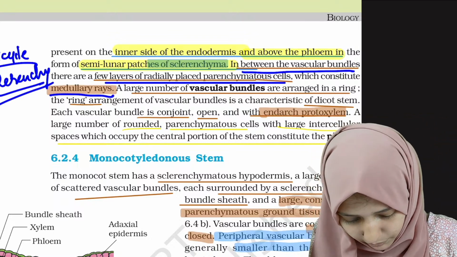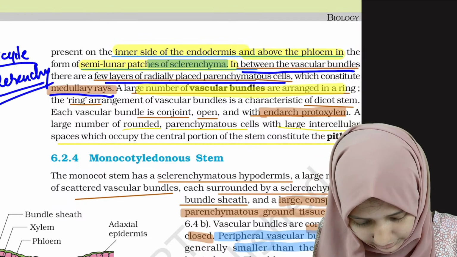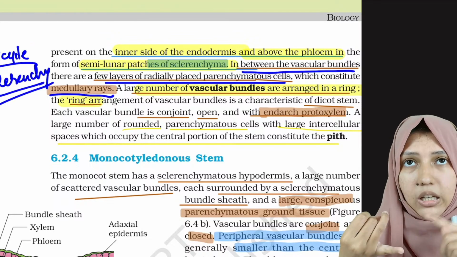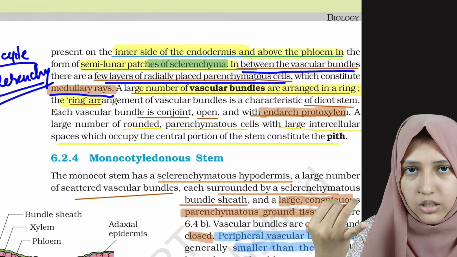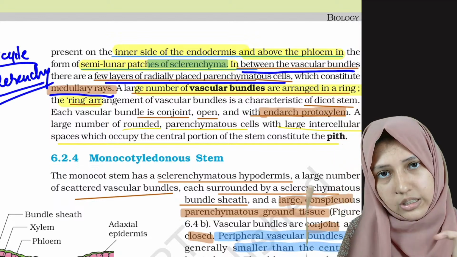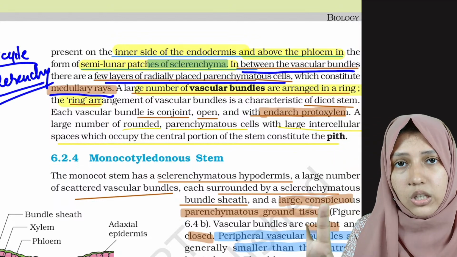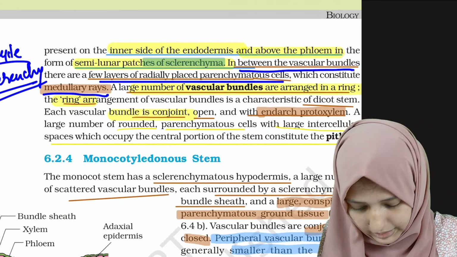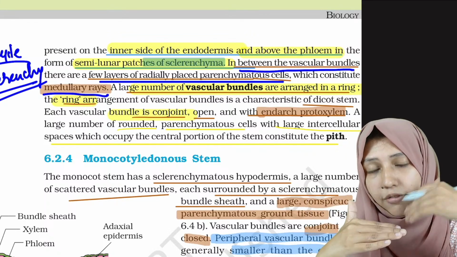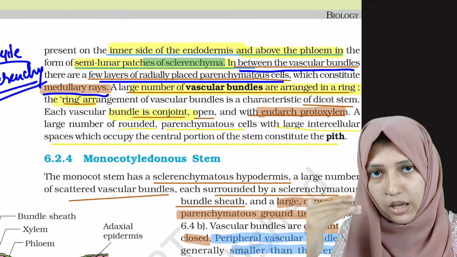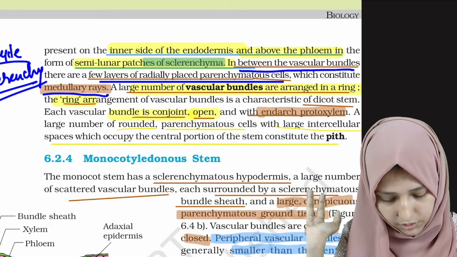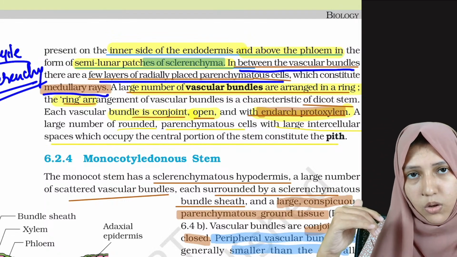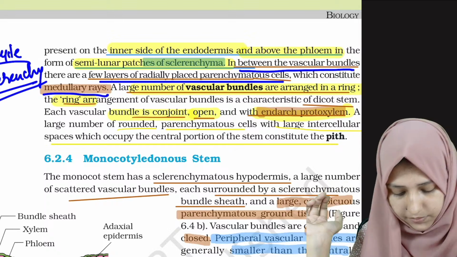And a large number of vascular bundles are arranged in a ring. So I think this was a PYQ. Numerous ring-like arranged vascular bundles are seen in dicot stem. Clear? And the bundle is conjoined, which means xylem inner and phloem outer, in the same radii, and they will be open because of the presence of cambium and endarch protoxylem. What do you mean by endarch? Endarch means the protoxylem is directed towards the pith.